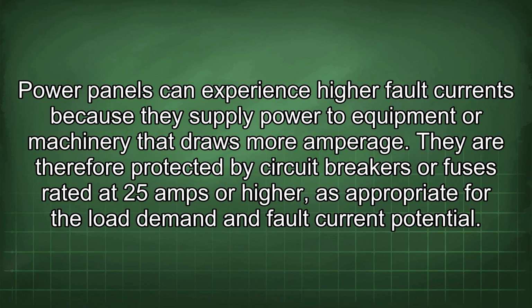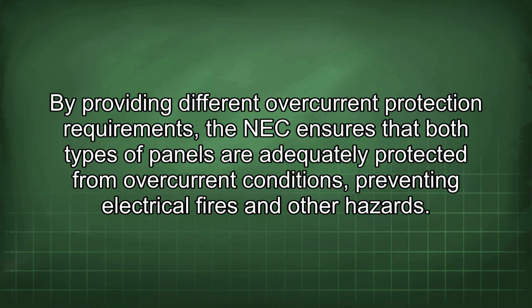Power panels can experience higher fault currents because they supply power to equipment or machinery that draws more amperage. They are therefore protected by circuit breakers or fuses rated at 25 amps or higher, as appropriate for the load demand and fault current potential. By providing different overcurrent protection requirements, the NEC ensures that both types of panels are adequately protected from overcurrent conditions, preventing electrical fires and other hazards.